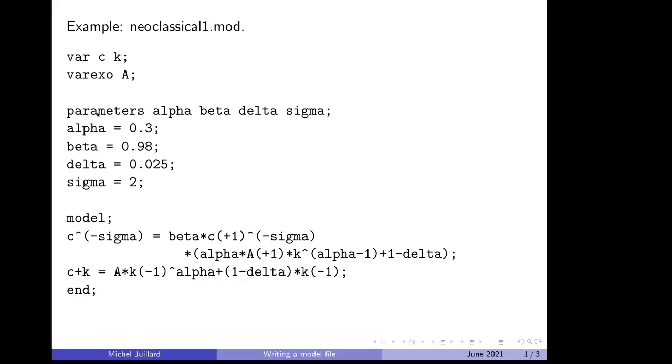The keyword is parameters. Then, because in the algebra part I use Greek letters, I just spell out the Greek letter. So alpha, the share of capital, beta, the discount factor, delta, the depreciation rate, and sigma, the inverse of the elasticity of intertemporal substitution. Then we write the calibration. Alpha is equal to 0.3, beta is equal to 0.98, delta to 0.025, sigma is equal to 2.